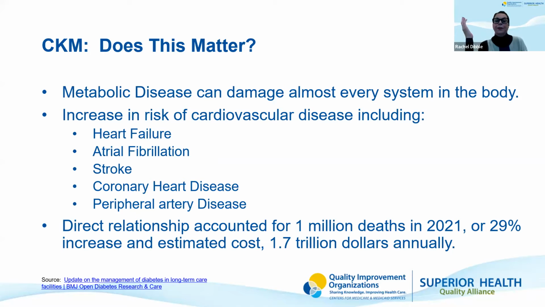Why does this matter? Why is this a big deal? Why is this statement coming out? And it comes out almost every day. Because metabolic disease can damage almost every system in your body, head to toe. True statement. It increases the risk of cardiovascular disease, including heart failure, AFib. What does AFib equal? Sometimes stroke.